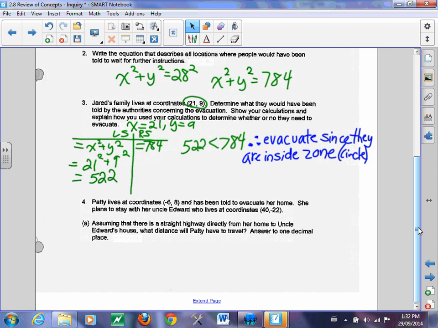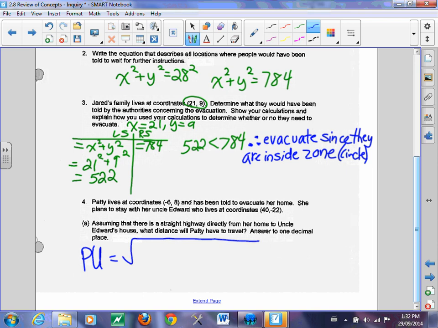So again, folks, you realize this is the distance formula, and this is kind of funny. I'm going to do P for Patty and U for uncle, so PU, haha. It's a formula. Sorry, am I joking, you guys? Is that too funny? Can you not handle it?